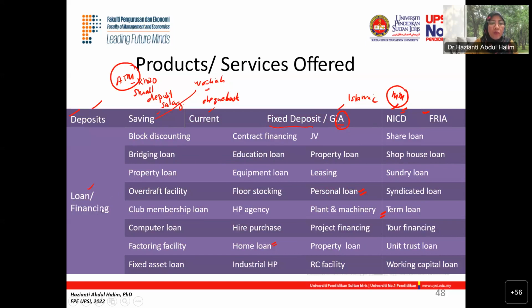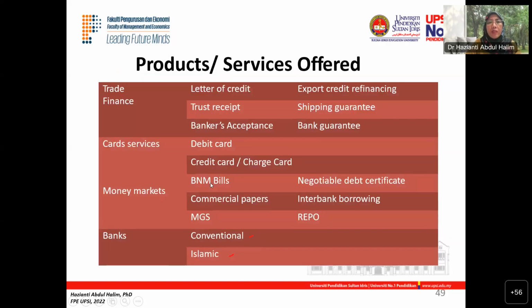For example, for loan or financing, they can have equipment loan, education loan, hire purchase, home loan, fixed asset loan. There are many. I combined examples of the loans that exist. Term loan, club membership loan, overdraft facility, property loan, bridging loan, many types. Trade finance, right? Trade financing involves bankers acceptance. We did it before. Bank guarantee, shipping guarantee, letter of credit. These are all for trade financing.